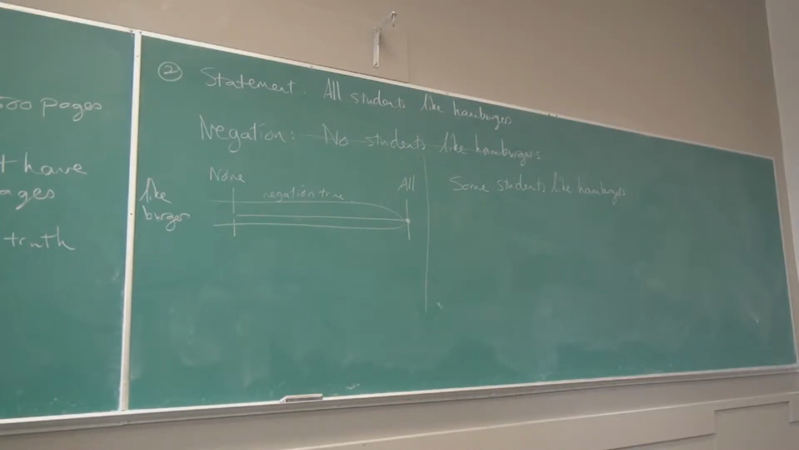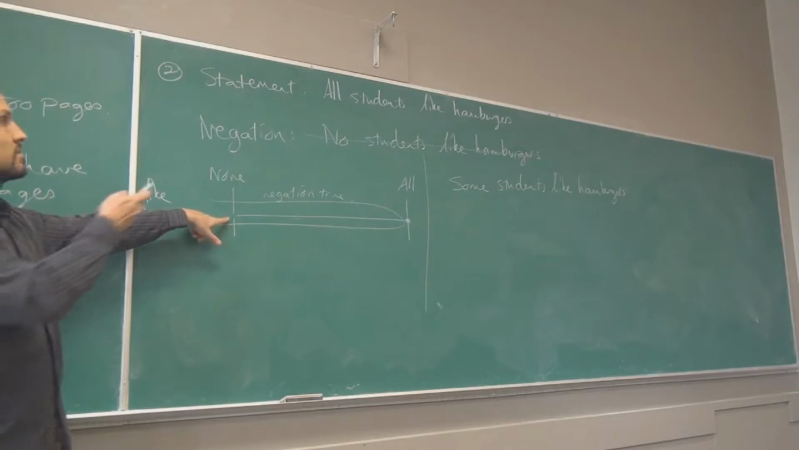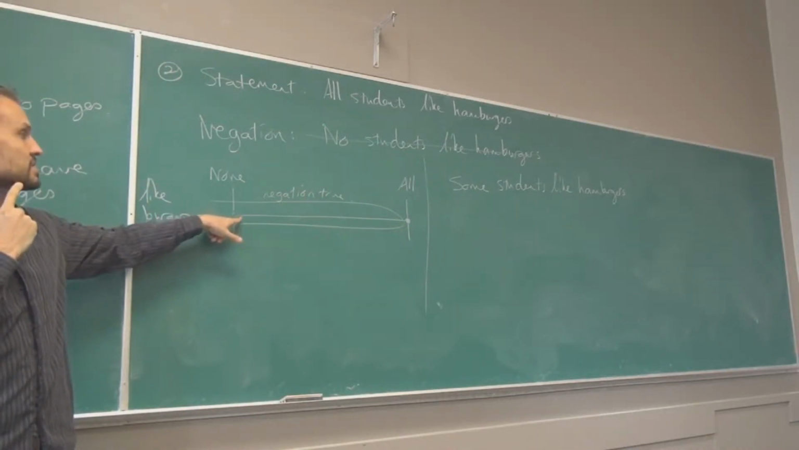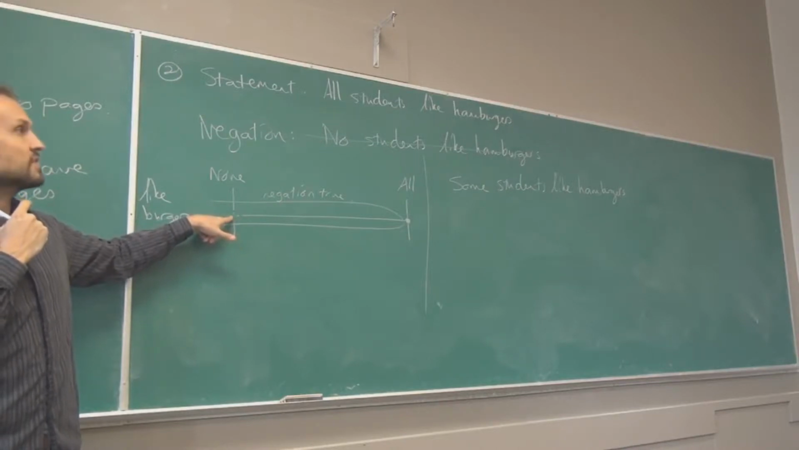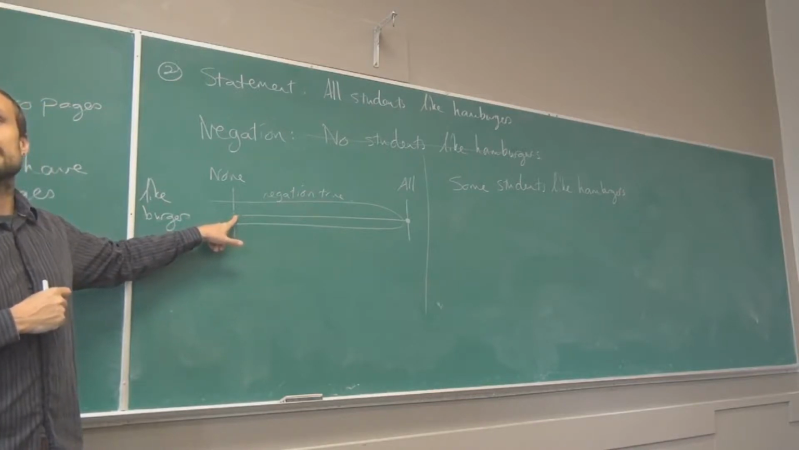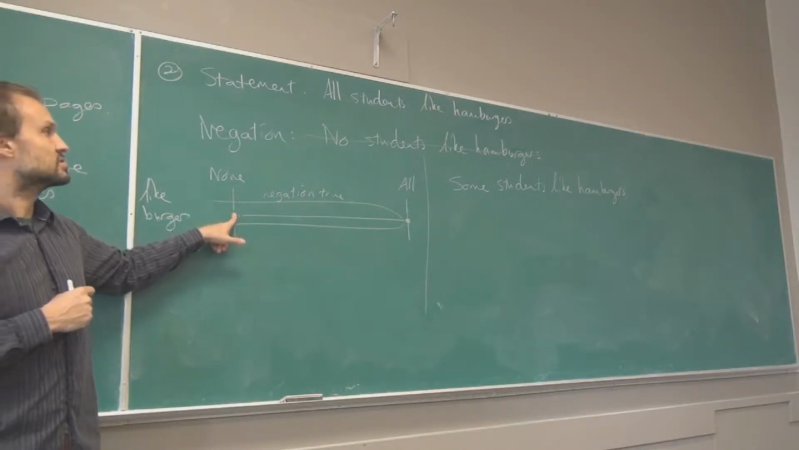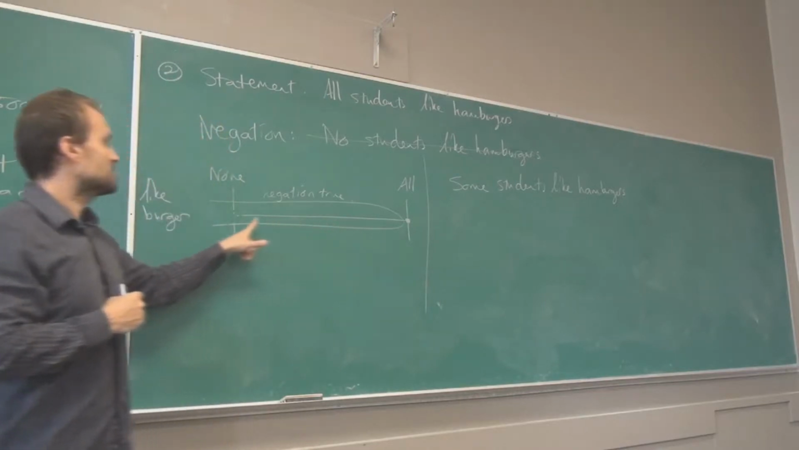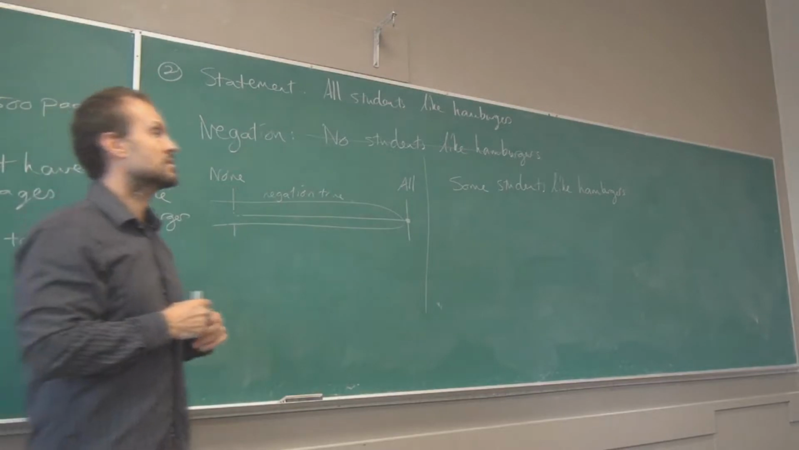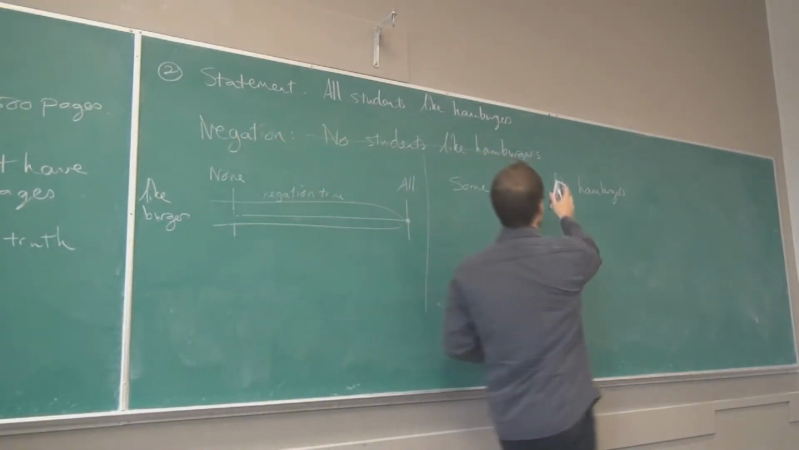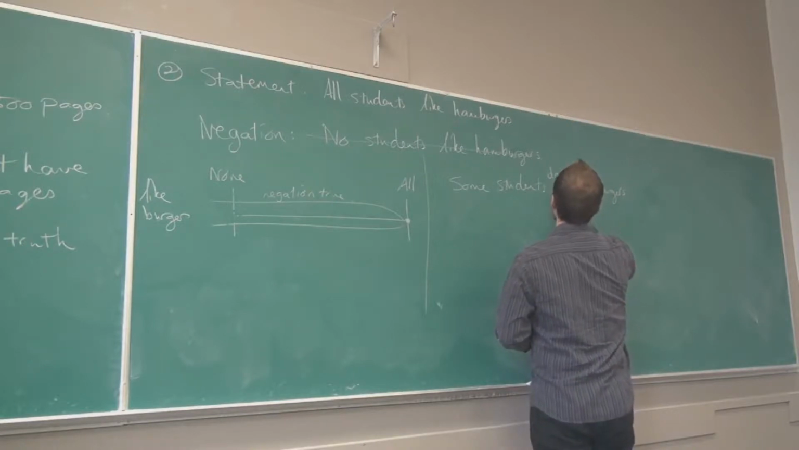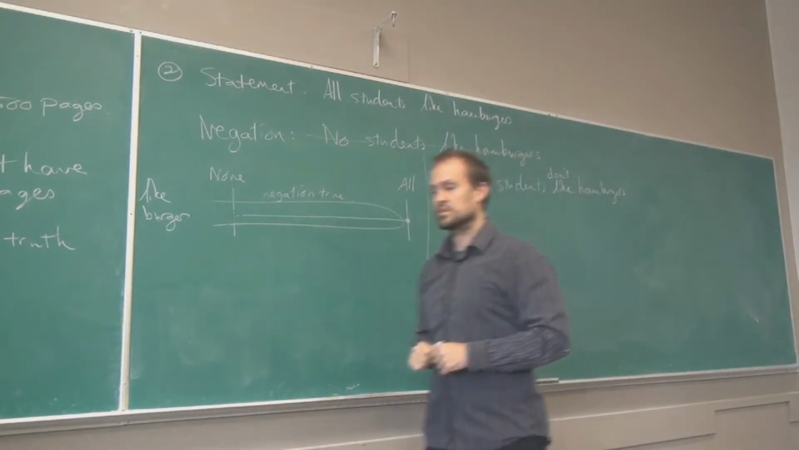Do I have this left extreme covered with that negation attempt? I'm now missing this one. Because if I say some students like hamburgers, then that's never going to happen. So I'm getting stuff in the middle, but I'm missing this one. Yes? Maybe some students don't like hamburgers. Yeah, that would be a little better. Maybe that's what you meant. Some students don't like hamburgers.